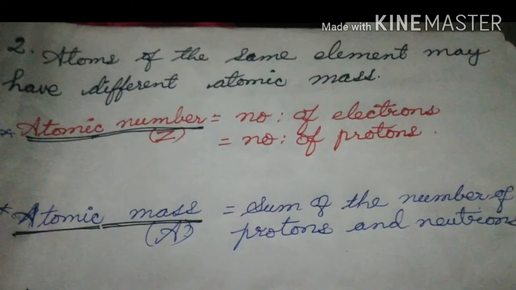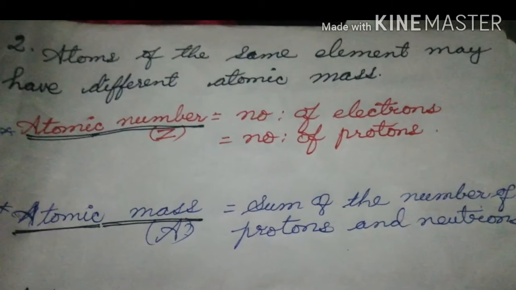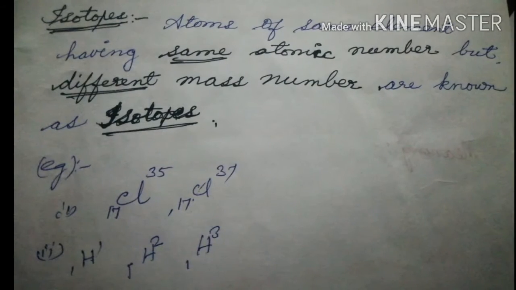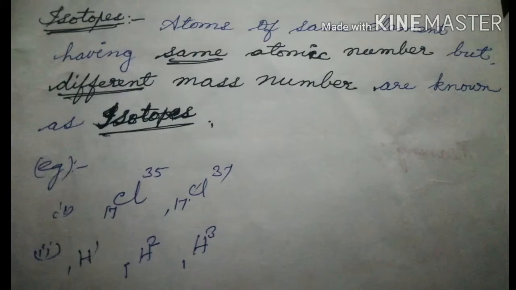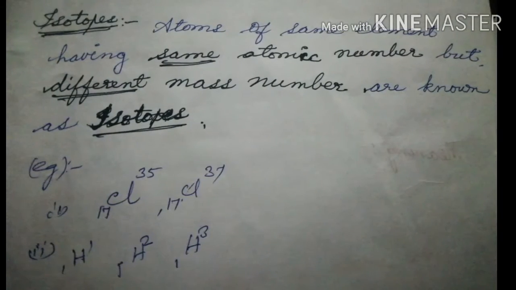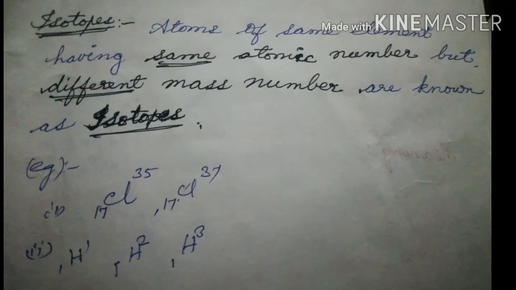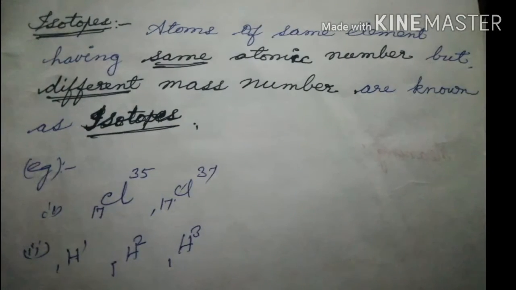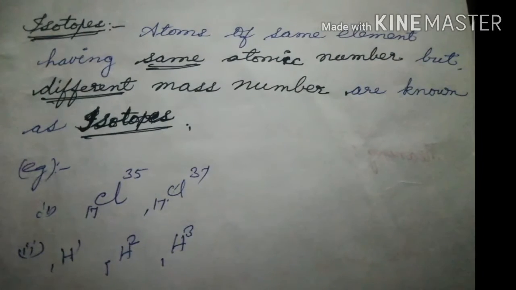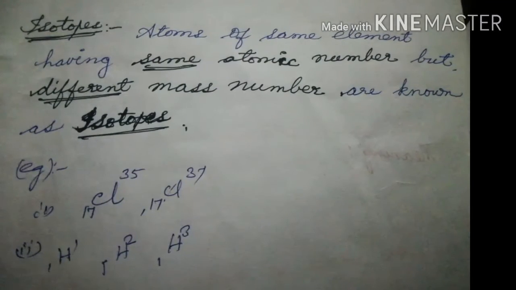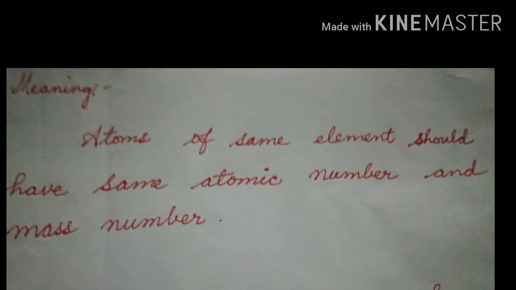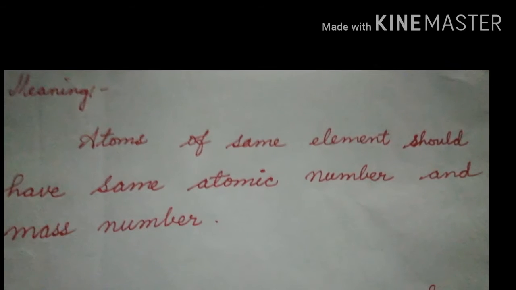Isotopes are atoms of the same element having the same atomic number but different mass number. For example, chlorine has 2 isotopes, chlorine-35 and chlorine-37. Whereas hydrogen has 3 isotopes with mass numbers 1, 2 and 3: protium, deuterium and tritium. It means atoms of the same element should have the same atomic number and mass number.